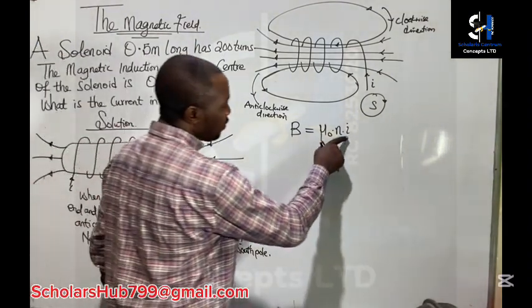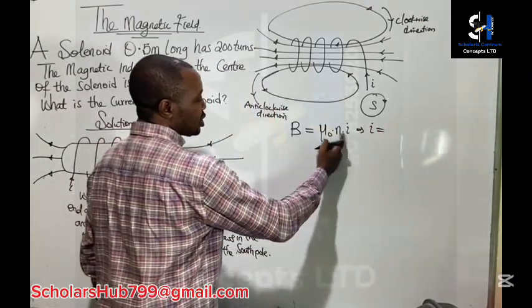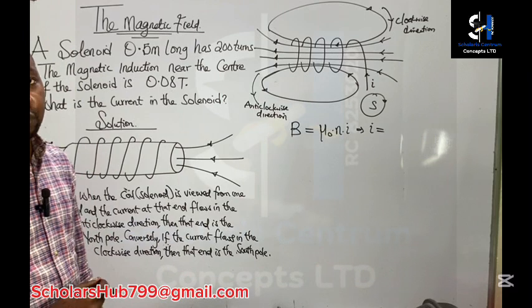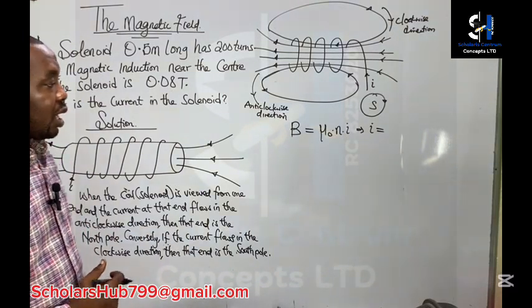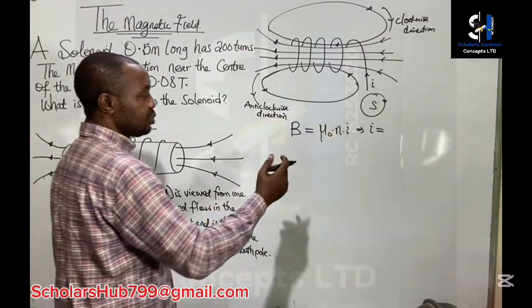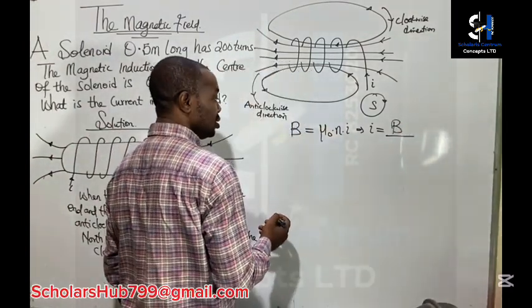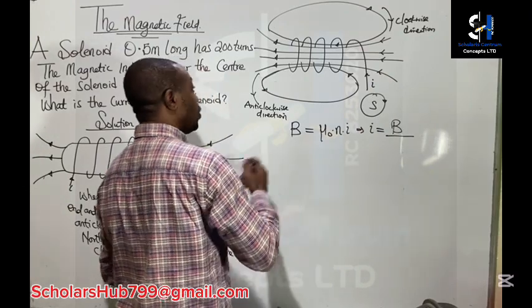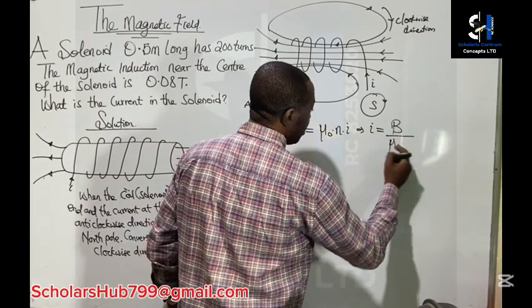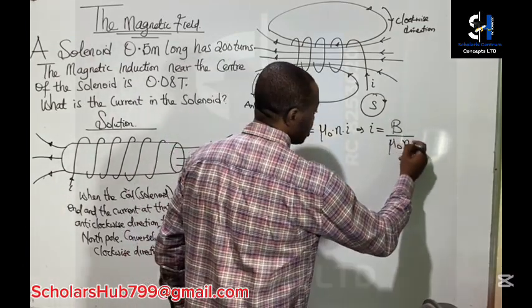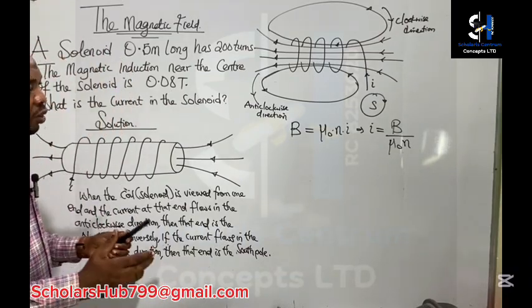To be able to calculate the value of I, we can express I in terms of the magnetic field strength, or the magnetic induction, and every other quantity. So we have B, the magnetic field intensity or magnetic flux density, also known as the magnetic induction, over the permeability of free space times the number of turns per length. Now let's find out.